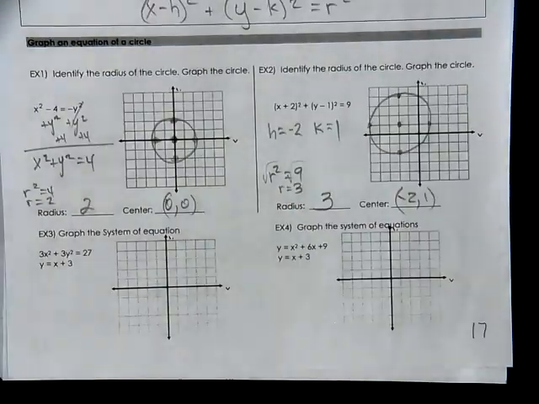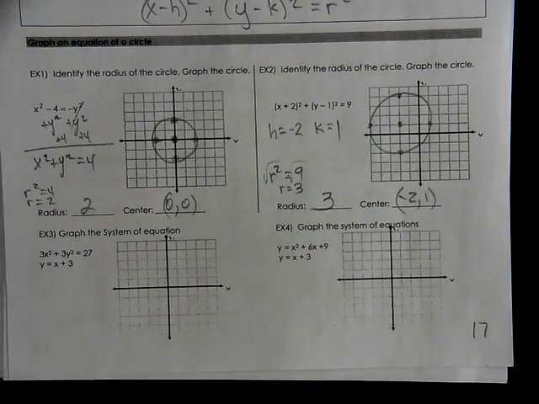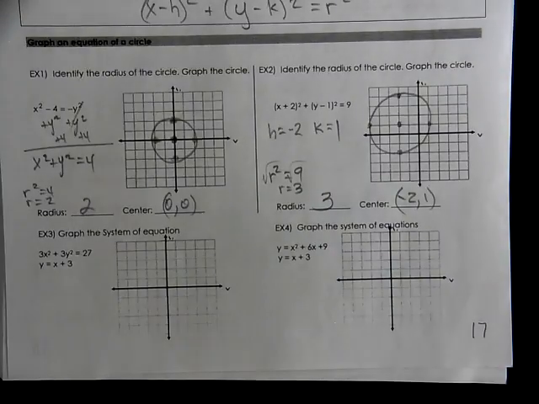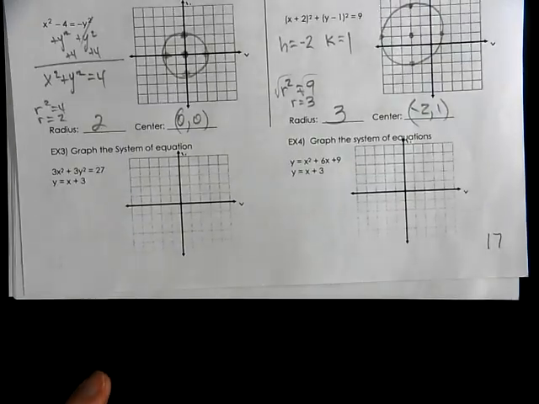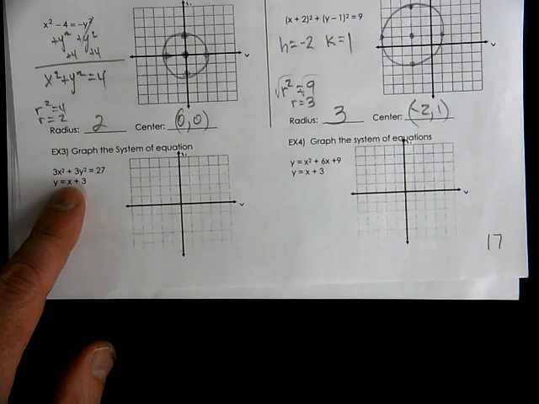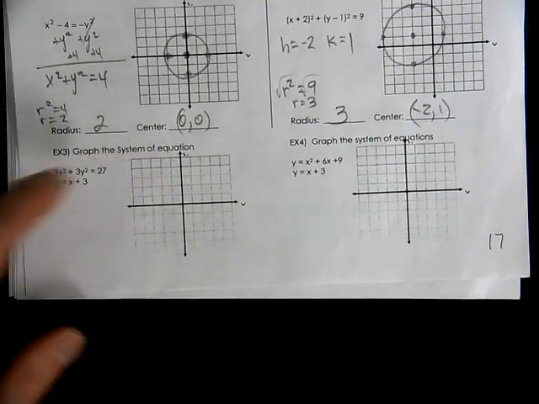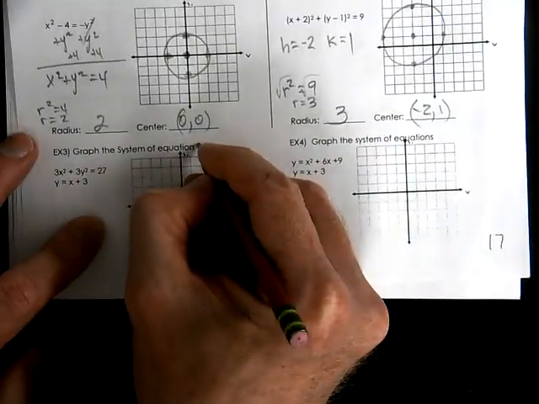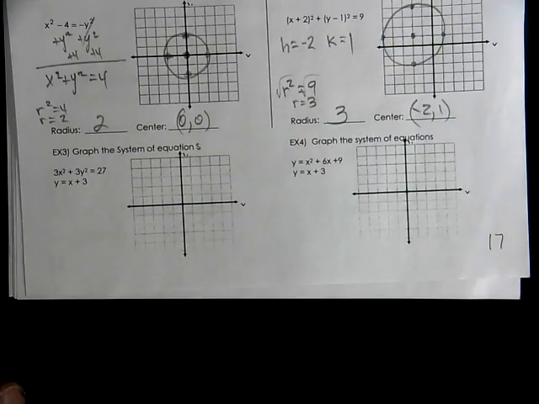And there we got our circle. You can graph the circle. What's different down here? Here we have 2 equations because we are going to graph the system of equations. And you probably have an S on the end of that. System of equations.